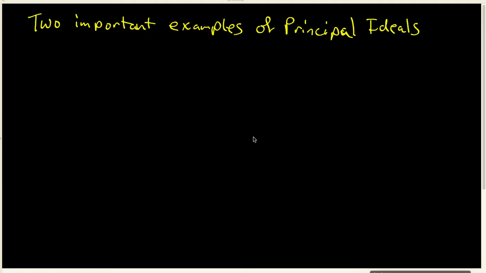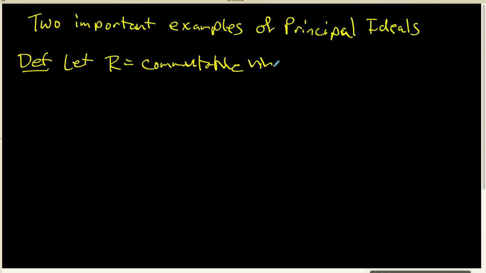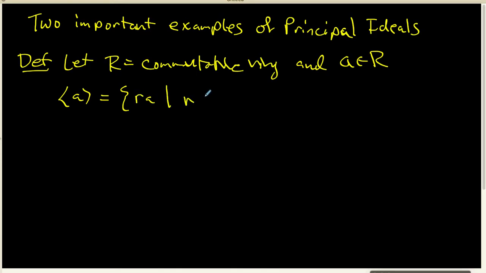In this video, we're going to look at two important examples of principal ideals. The first thing that I want to do is remember the definition. The definition of a principal ideal is that if R is a commutative ring, and A is any element inside R, the principal ideal generated by A is the subset R times A, where R runs over all of the elements of the ring.